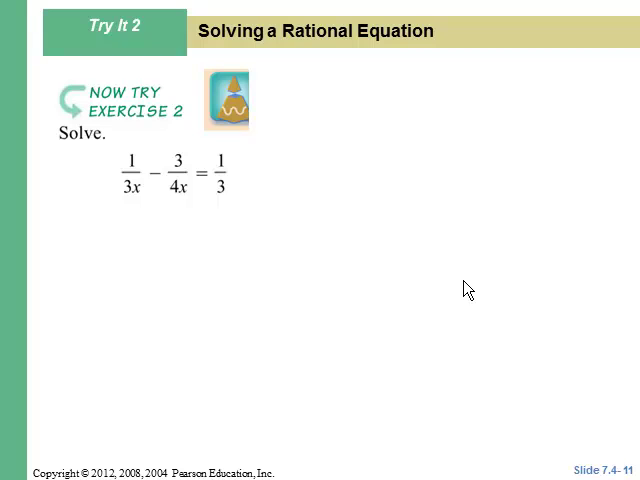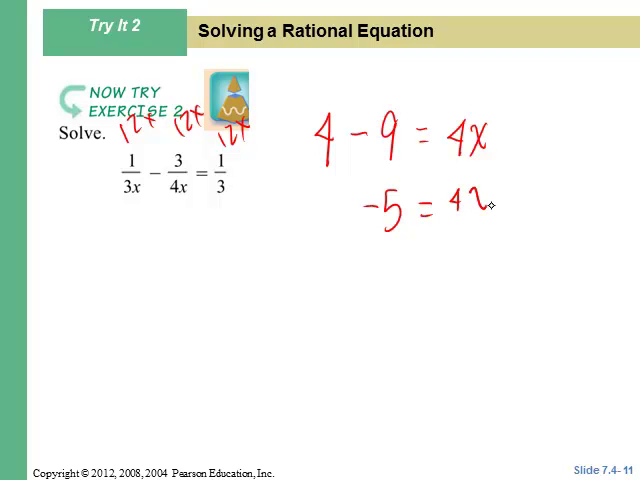You try this one. Okay, common denominator is 12x. Multiply each part by 12x. The x's and the 3's cancel in the first part, leaving a 4. The 4x cancels against the 12x for a 3. 3 times 3 is 9. The 12 cancels against the 3 for a 4 on top. 4x. 4 minus 9 is negative 5, is 4x.